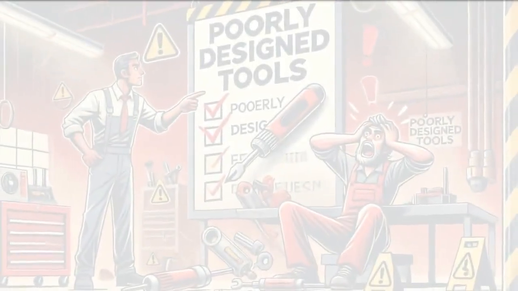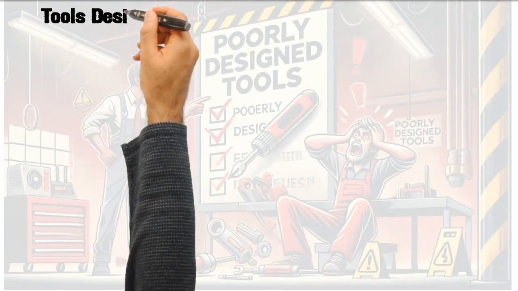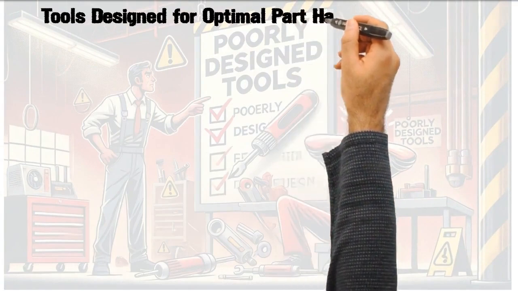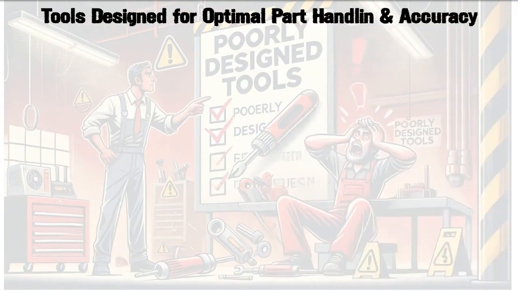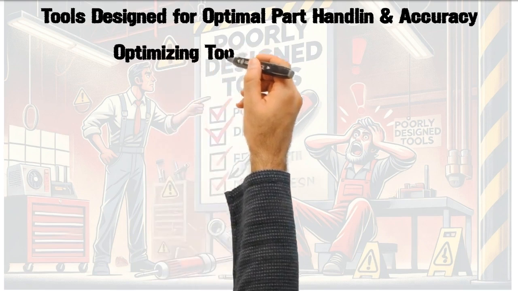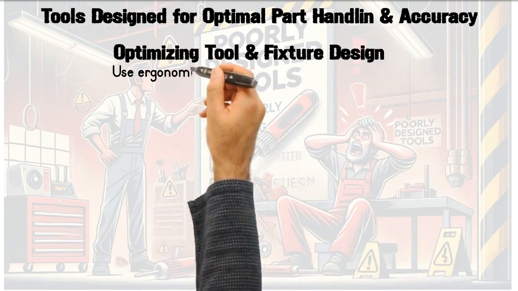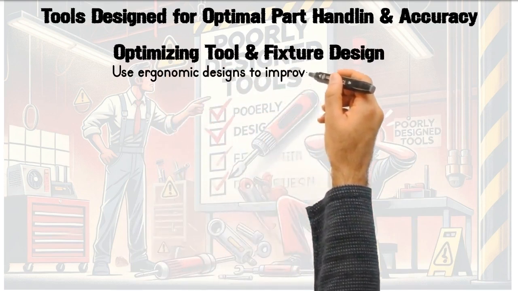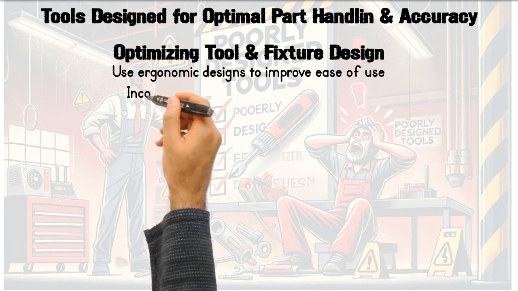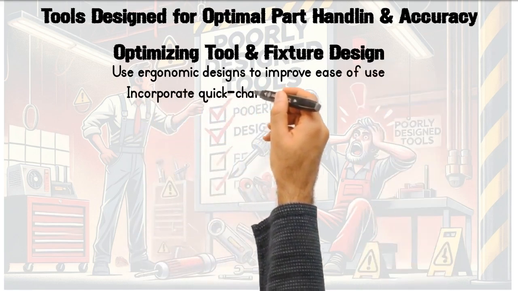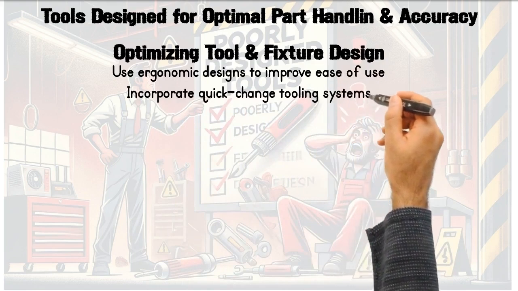The second best practice strategy is to ensure tools are designed for optimal part handling and accuracy. Optimizing tool and fixture design is critical for success. Use ergonomic designs to improve ease of use and reduce errors. Incorporate quick change tooling systems to minimize downtime. Utilize precision machining and high-quality materials for durability and accuracy.